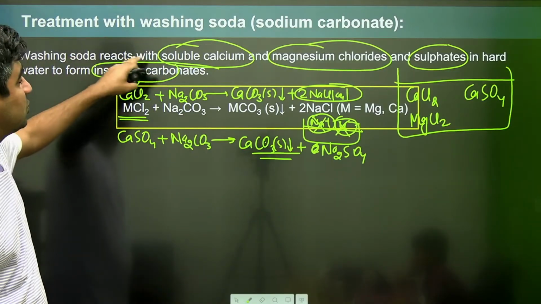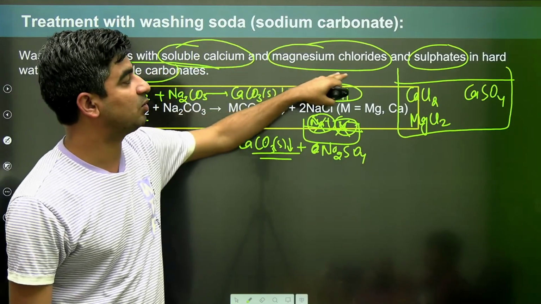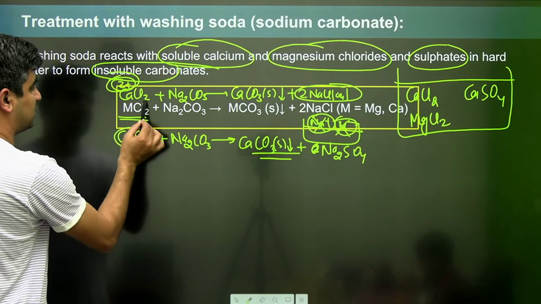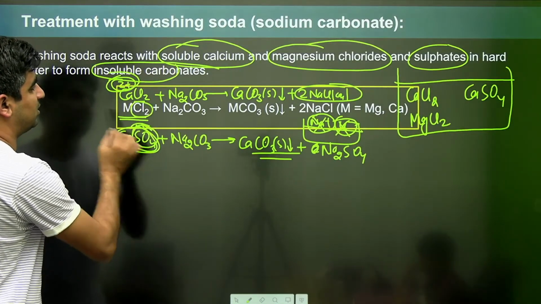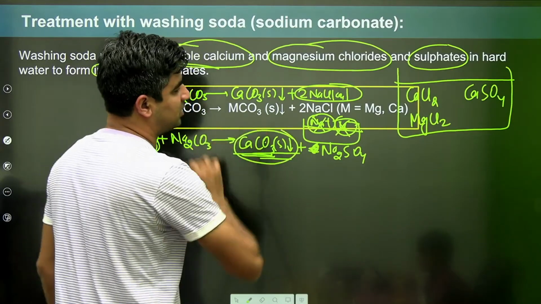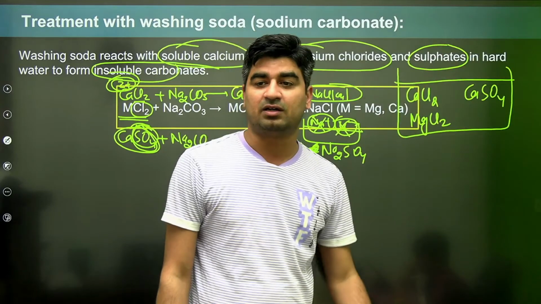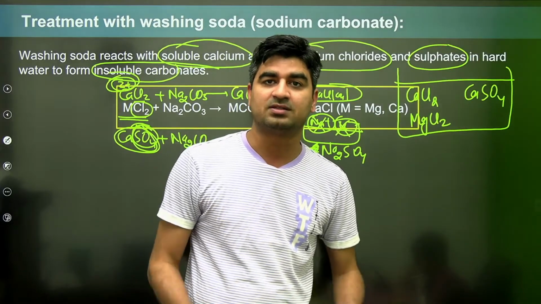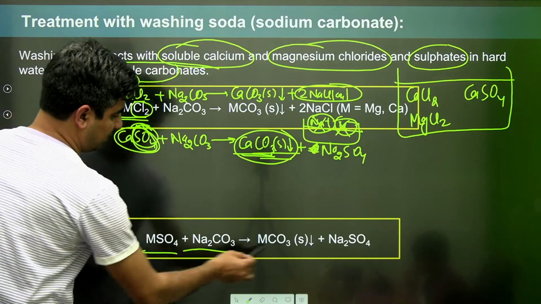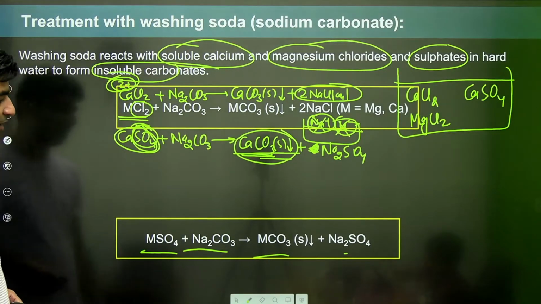So again washing soda reacts with soluble calcium and magnesium chlorides or sulfates, right? It can also react not just with the chloride, it can also react with the sulfates to form insoluble compound, and due to formation of this insoluble compound they will either float on top or they will settle out at the bottom. Then you can easily filter them. Similarly MgSO4 plus this, so I have already taken it, right?